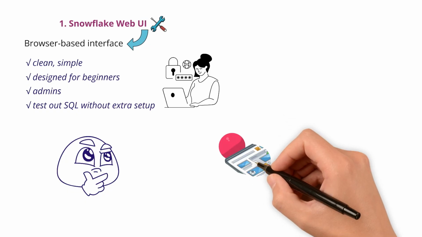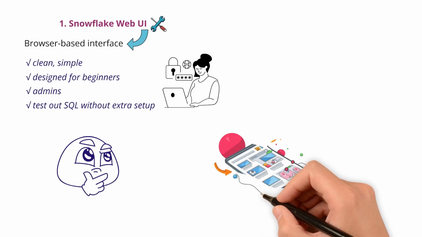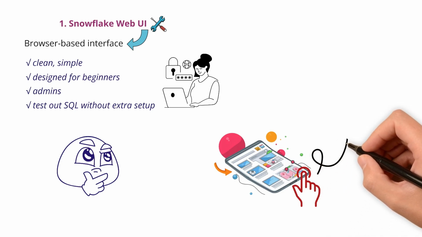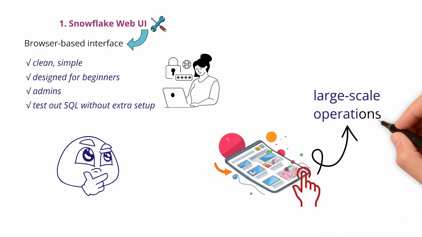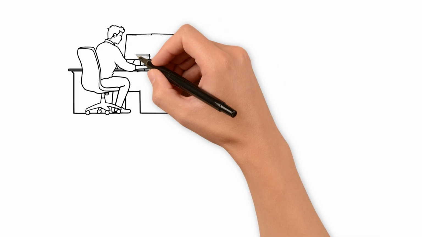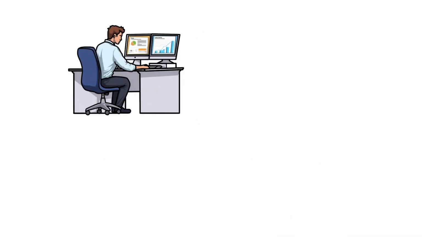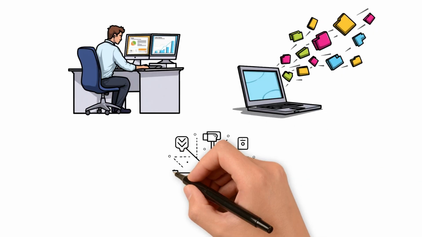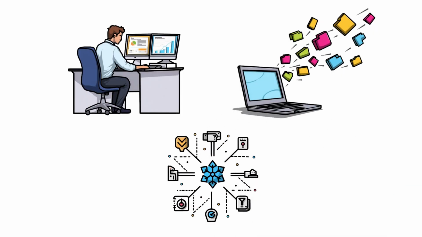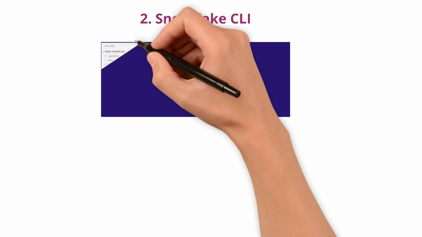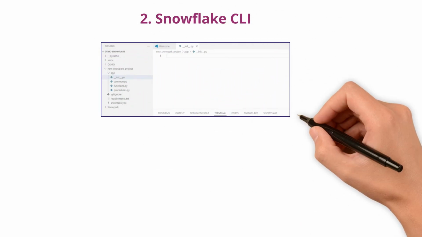Here is the catch. While the web UI is great for quick queries through human interaction, it's not ideal to handle large-scale data operations with human interference. For example, what if you want to automate your query runs every day, load hundreds of files at once, or connect Snowflake to other tools? That's when you use the Snowflake CLI, the modern command line client for Snowflake.